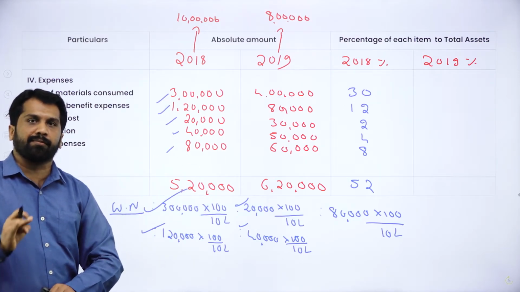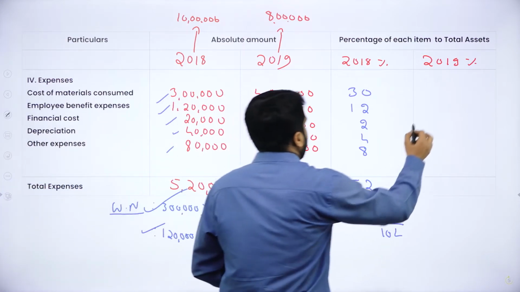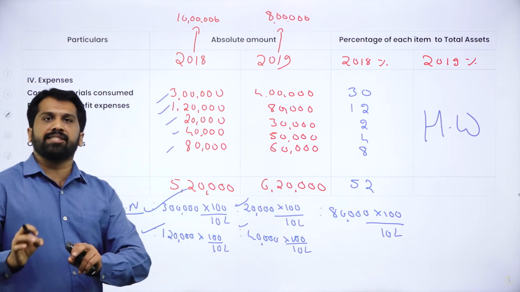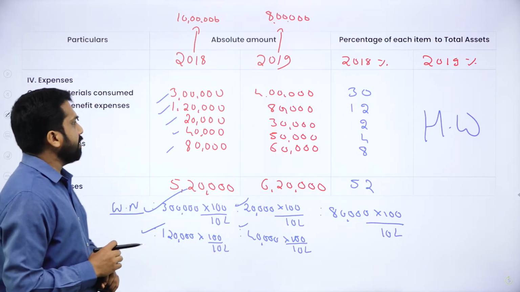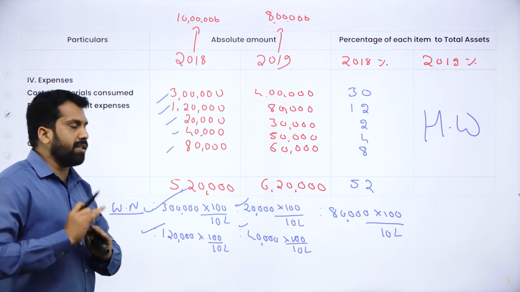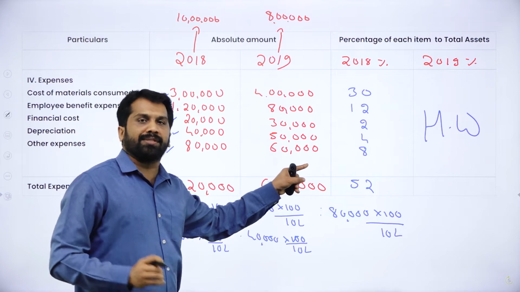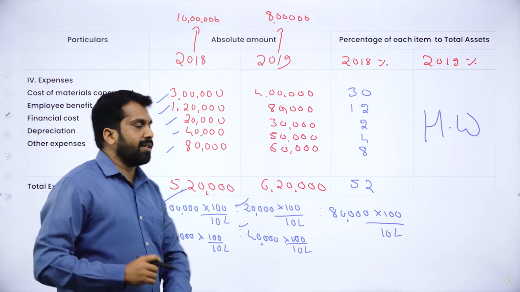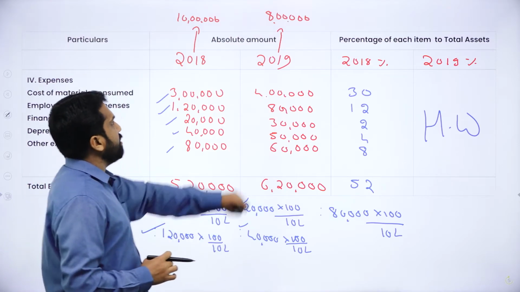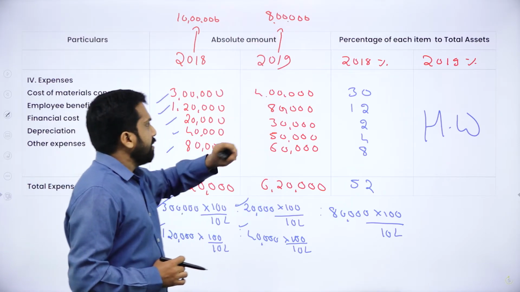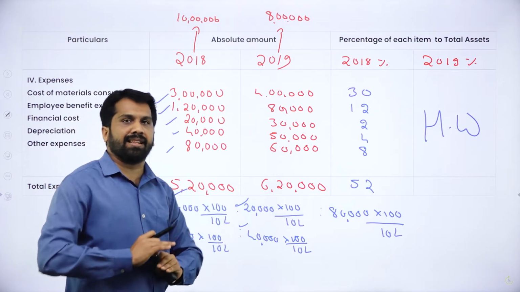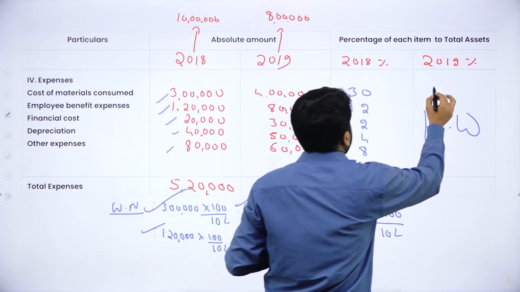Any doubt? We have done only 2018. 2019 I have not done. Why? Because this is your homework. Simple calculation. Whatever I did for 2018, similarly you have to do for 2019. But what will be your base? What will be your denominator? The denominator is 8 lakh. 4 lakh multiplied by 100 divided by 8 lakh. You will get around 50%.